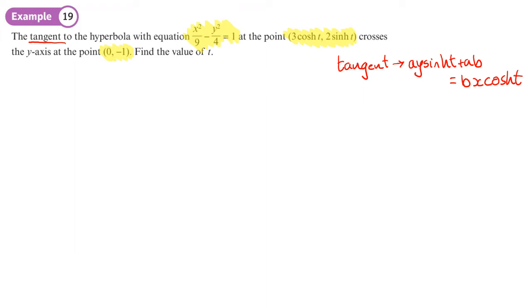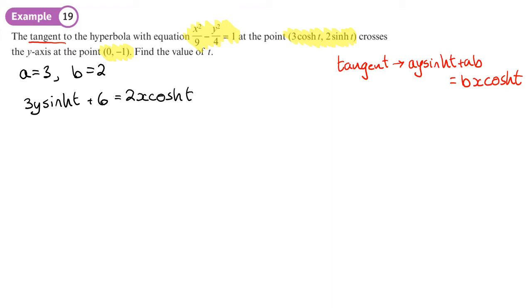So we need, first of all, a and b to put in there. So from the equation and from the points as well, you can see that a equals 3, b equals 2. So they can be put in. So we have 3y sinh t plus a times b, which is 6, equals b, so 2x cosh t.